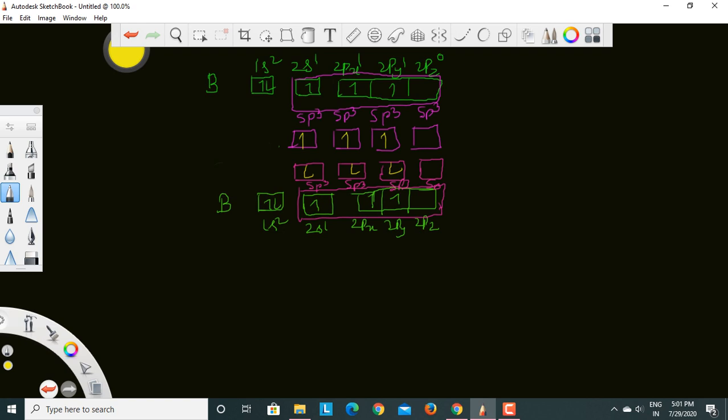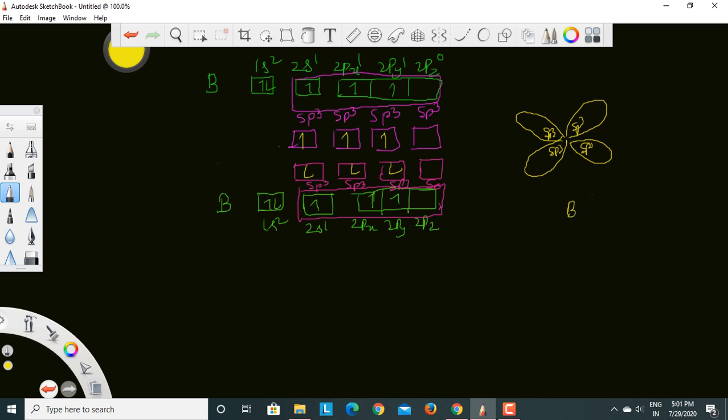So if this will happen in boron, then let us draw the orbital diagram of two borons. One boron is here, sp3 hybridization. Another is sp3 hybridization. Another is sp3 hybridization. And one more is sp3 hybridization. So assume that these are sp3, sp3, sp3, sp3. This is for boron.